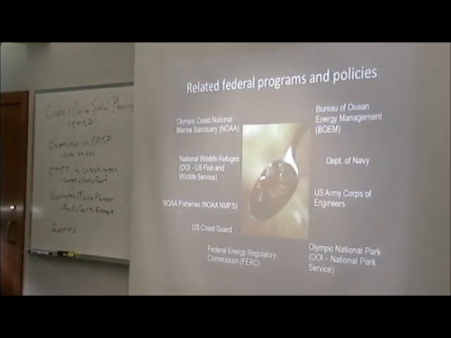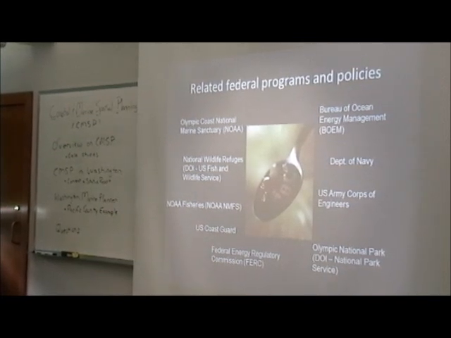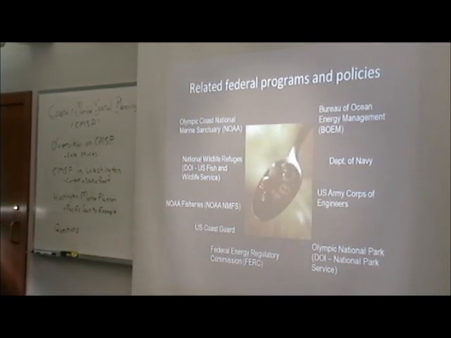Similarly, on the federal side, there's this whole alphabet soup of agencies involved. Some of them you're quite familiar with off of here: the sanctuary, the national park, the refuges. But there are other ones, right? There's the Bureau of Ocean Energy Management, which actually does leases for offshore renewable energy as well as oil and gas. There's the Army Corps of Engineers, NOAA Fisheries. So there's this whole alphabet soup out there, and this can help bring those agencies to the table in conversation.